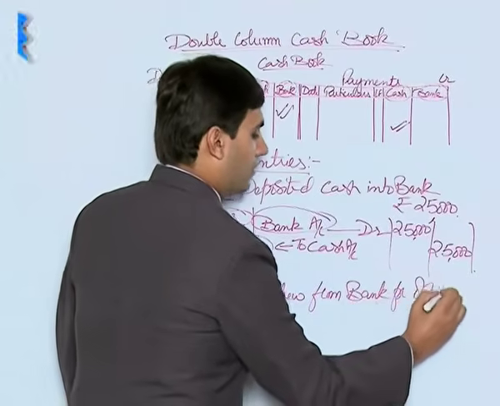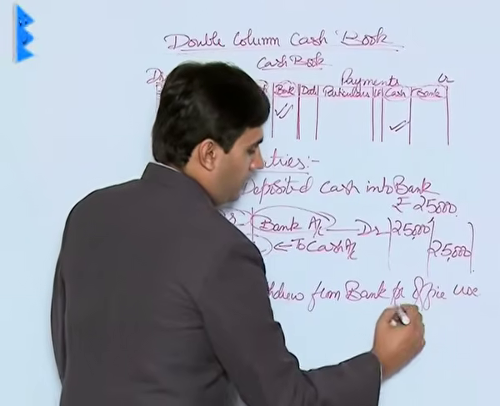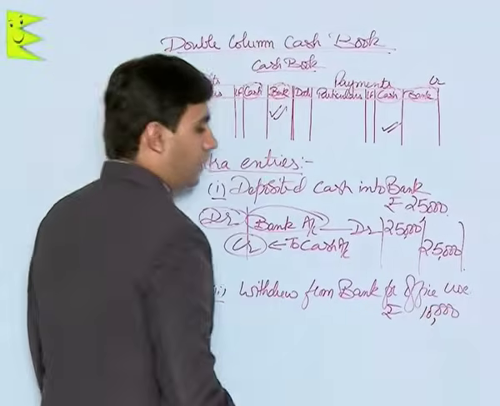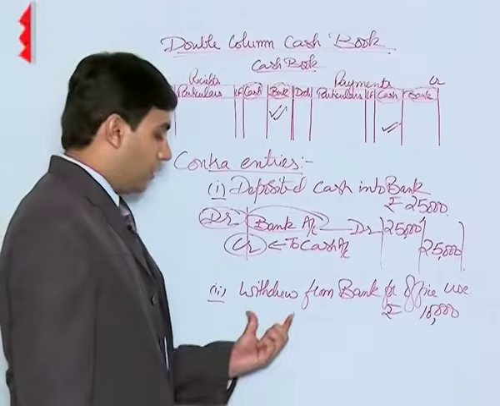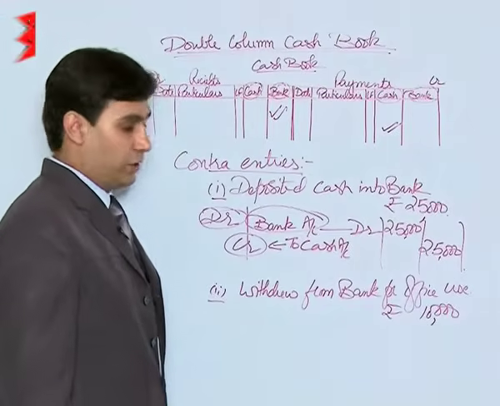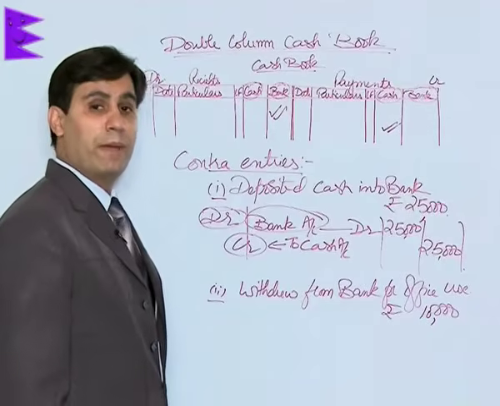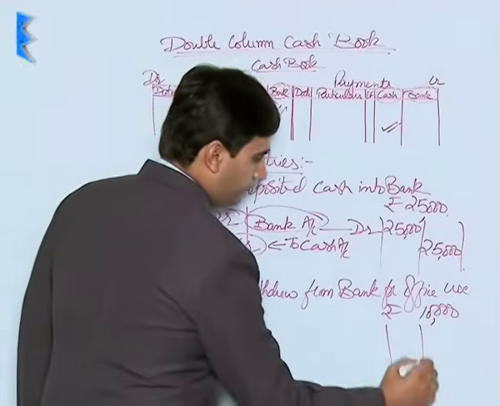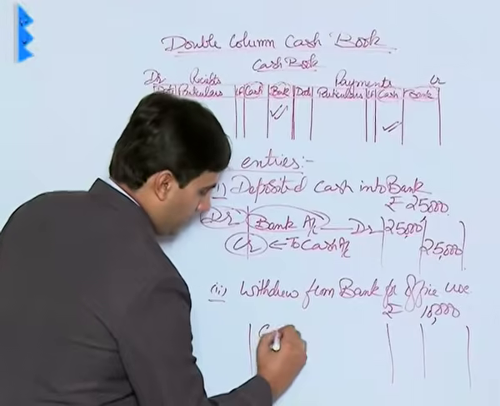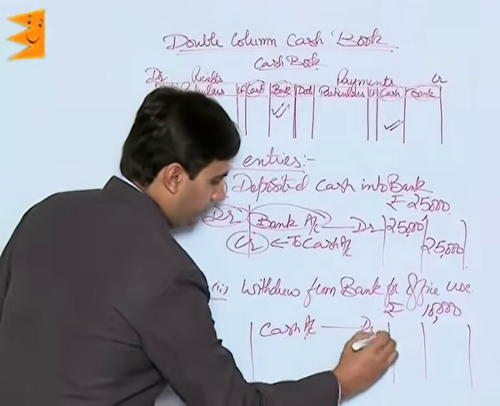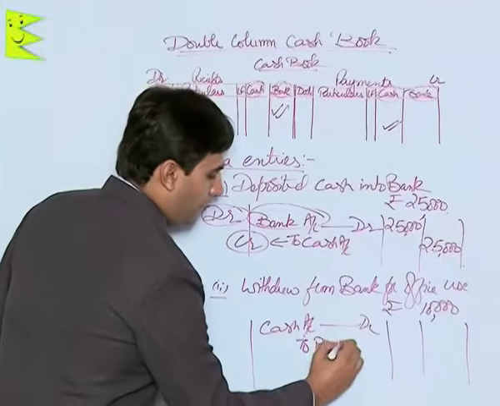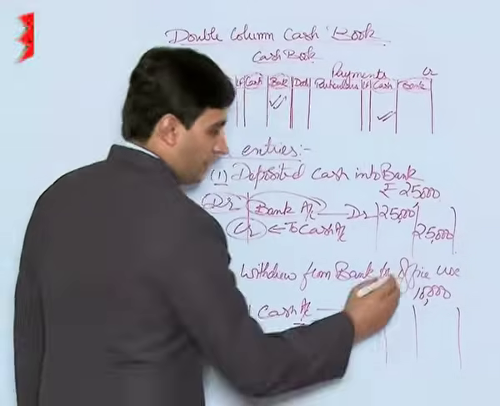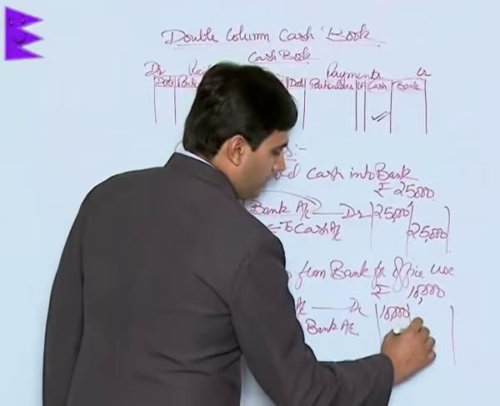for office use, rupees 10,000. Now here the owner or the manager or any worker has withdrawn 10,000 rupees from the bank account of the business for official use. So the journal entry in this case would be cash account debited to bank account. Since we are receiving cash, real account, debit what comes in. Amount would be 10,000.